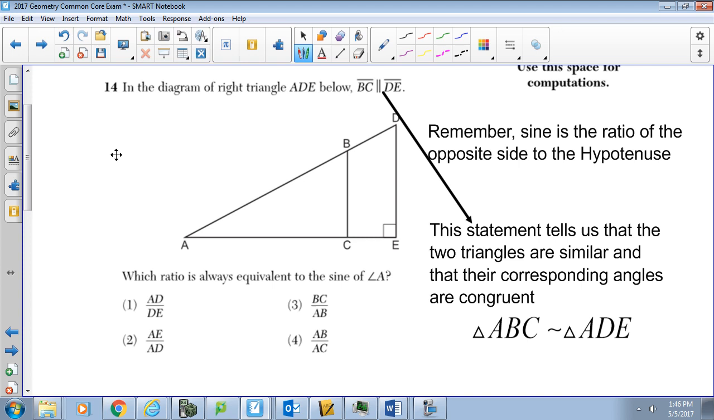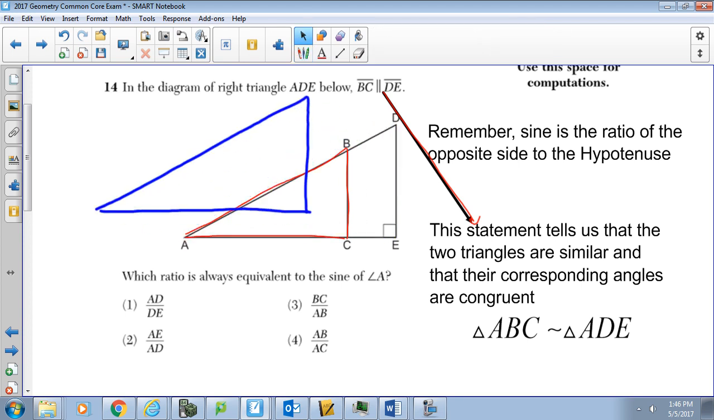Okay, looking at number 14, it says in the diagram of right triangle ADE below, BC is parallel to DE. Now, I want you to write this down. What this statement tells us is that the two triangles are similar and that their corresponding angles are congruent. So that means that this triangle and this triangle are similar. Right? So they are similar.